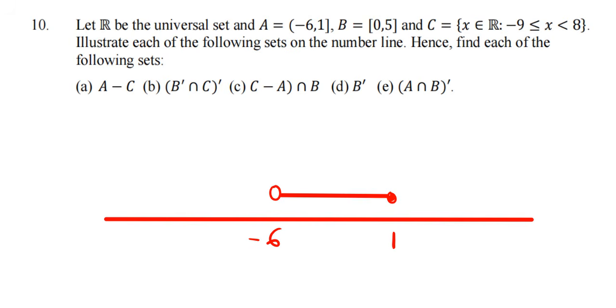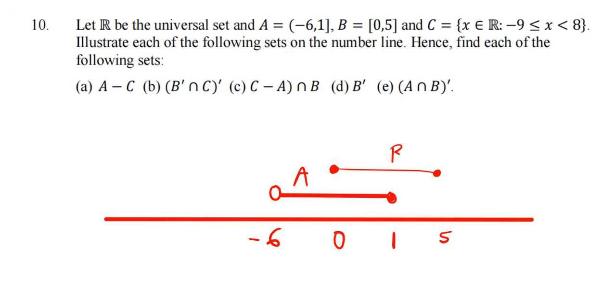Okay, that is our A. I'm going to write it as A. Then B, it is from 0 to 5. If I put 0 here, then I put 5 there. So 0 is included, 5 is also included. I'm going to shade on 0. I'm also going to shade on 5. Then I just join the two like that.